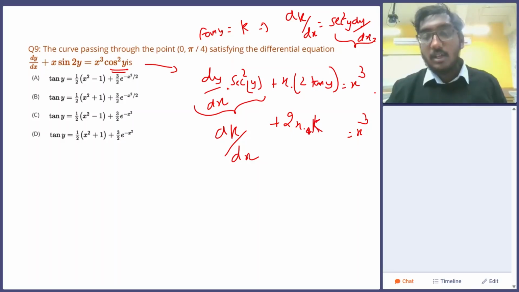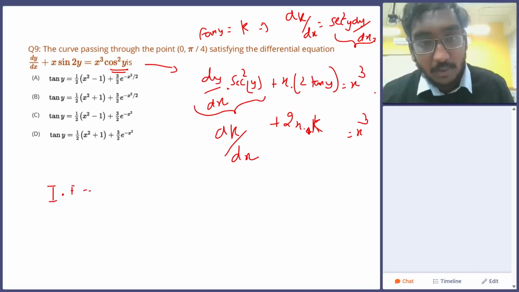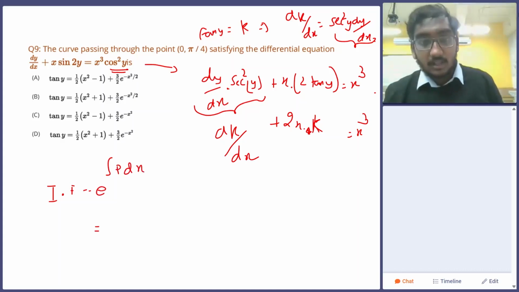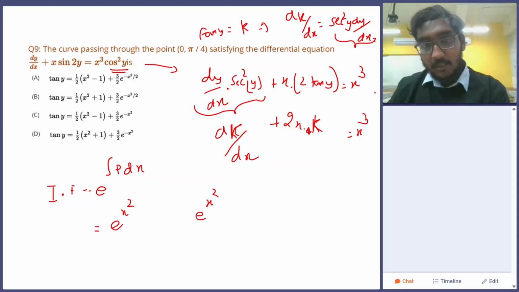Right. So now you can very well use the formula. What is it? Integrating factor you have to find. That is what? e power integral P dx, right? So integral of 2x is what? x square. So it is e power x square. And what is the general solution? y into IF equal to integral Q into IF dx, okay? So that means instead of y you have k here, okay? Because instead of dy by dx you have dk by dx, right? So e power x square into k equal to what?